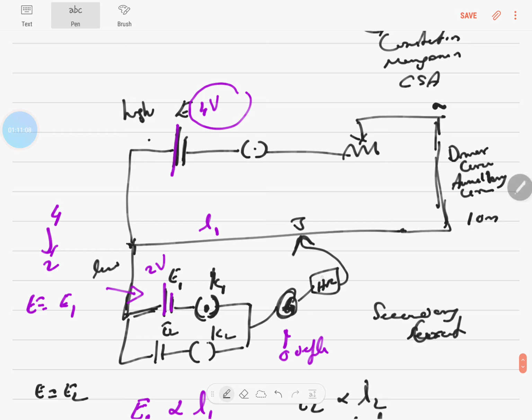What is the purpose of a high resistance box here? Next question. The high resistance box prevents the galvanometer from getting heated up.